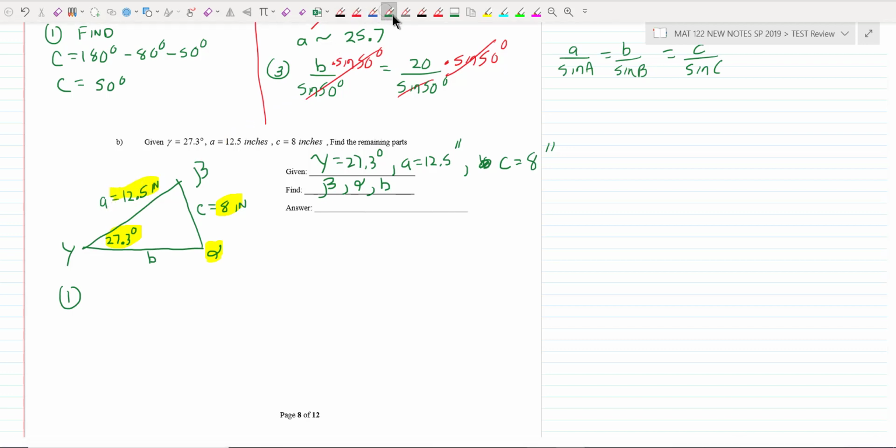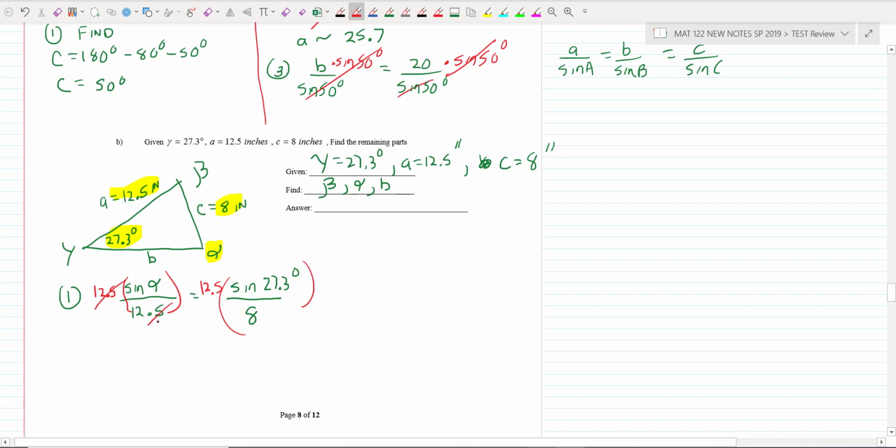So the law of sines ratio would go like this. I'm just going to set up a ratio. Again, I like to put my unknown in the upper left-hand corner of my proportion. So I'll say sine of A over the length of the opposite side. Then I'll do sine of the angle that I know, 27.3, divided by its opposite side, which is 8. So this would be the law of sines ratio that you would solve. So what I'm going to do is multiply both sides by 12.5.